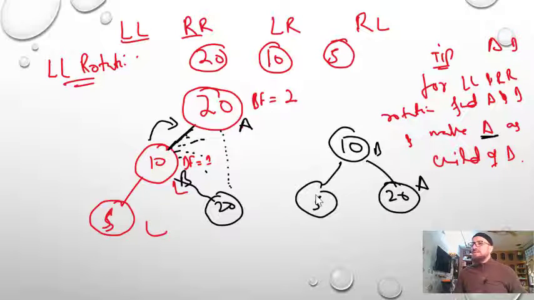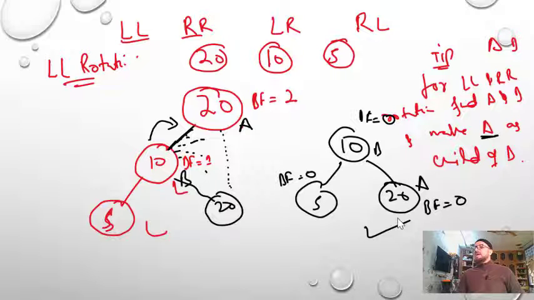5 is less than 10, it has to be on the left. And what is the balance factor of 10? 1 minus 1, 0. Balance factor is 0. What is the balance factor of 5? 0 minus 0. Balance factor is 0. What is the balance factor of 20? Balance factor is again 0. So it is perfectly height balanced. So that skewness is gone. Right? Now it becomes height balanced.